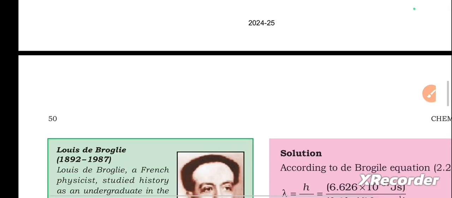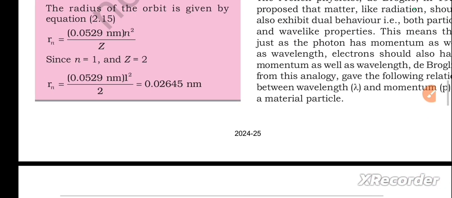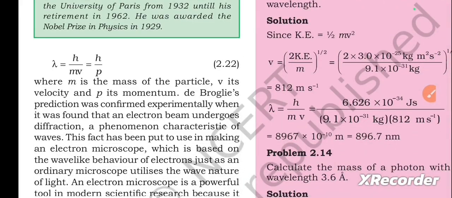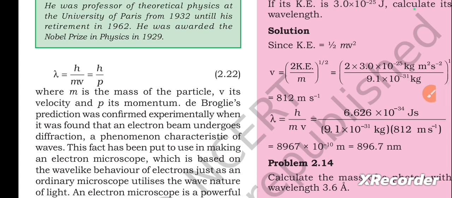So, this is about Louis de Broglie. Lambda equals h by mv equals h by p, where m is the mass of the particle, v its velocity, and p its momentum.